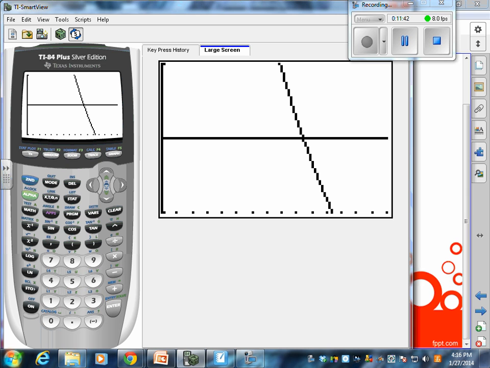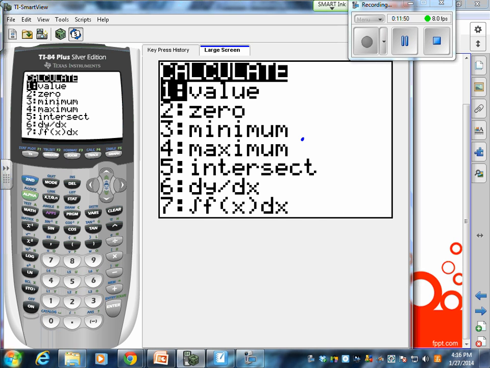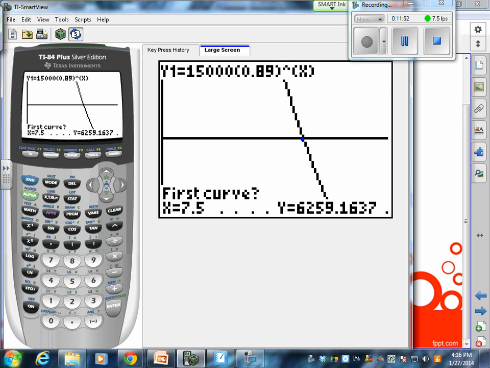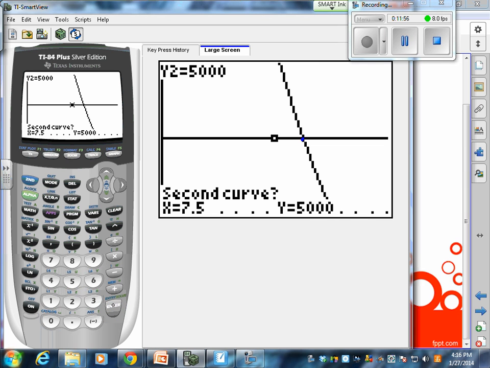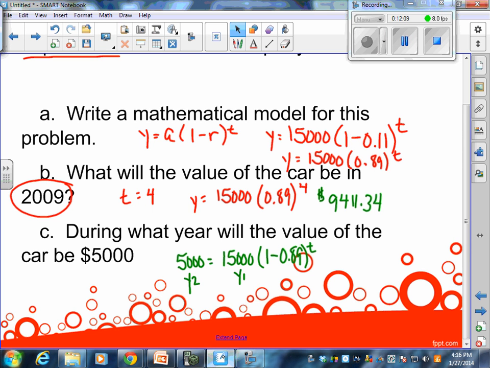And so right here's the point that I'm looking for. Where do these meet? So we'll go second and trace. Number 5. First curve, enter. Second curve, enter. Move over close to where they meet. Push enter. And it's 9.4 years is my time.